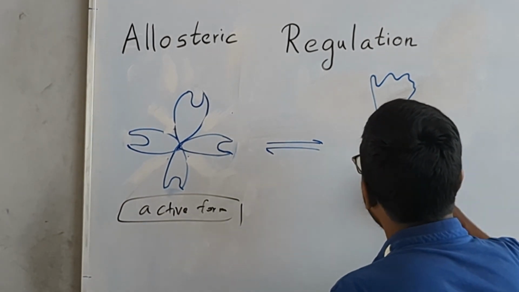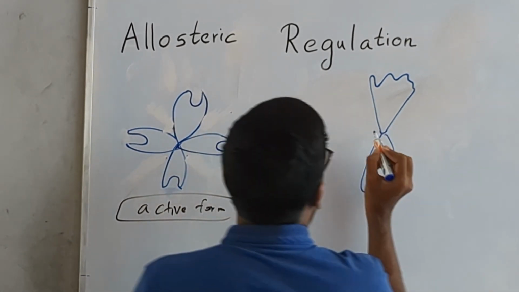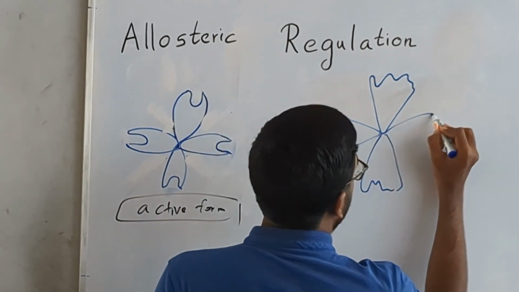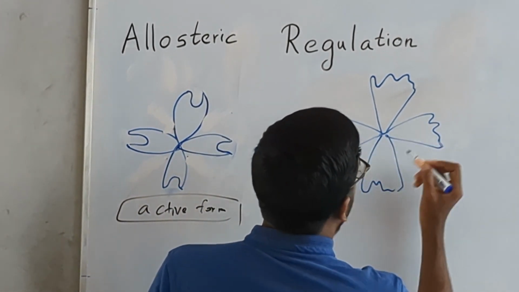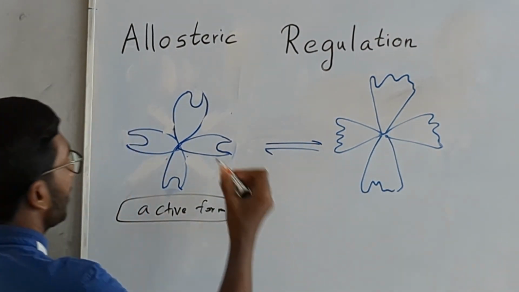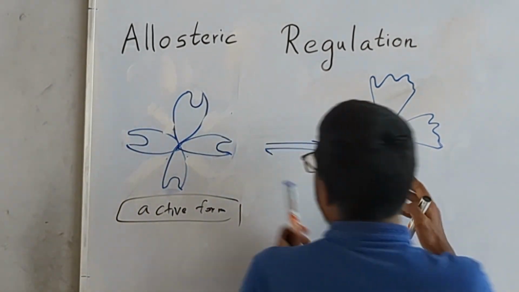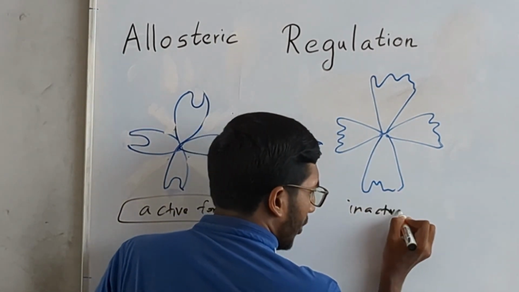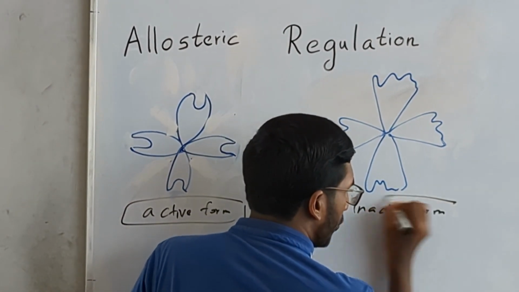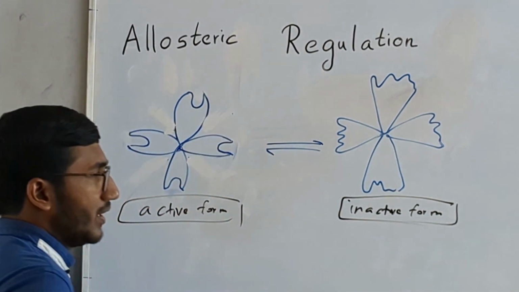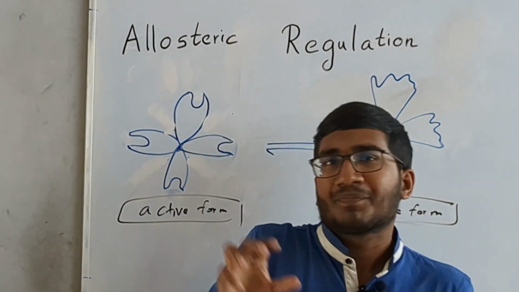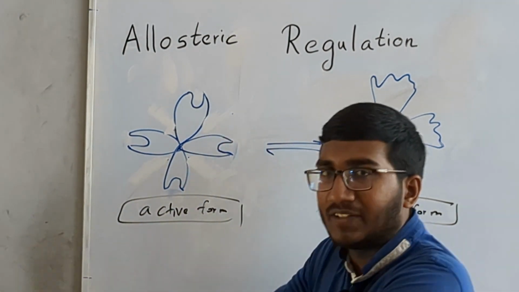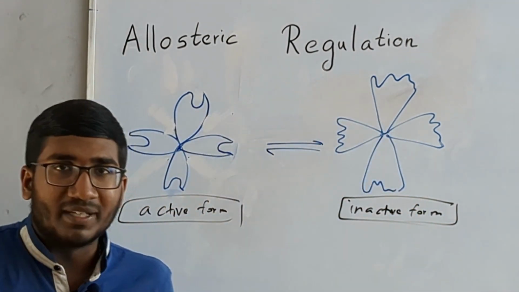You can see in the inactive form, the active sites are not properly arranged. The active sites are disintegrated. Now, in between these two, active form and inactive form, allosteric regulation occurs to stabilize one form. So let's see, there are two types of allosteric molecules I mentioned earlier, allosteric activators and allosteric inhibitors.